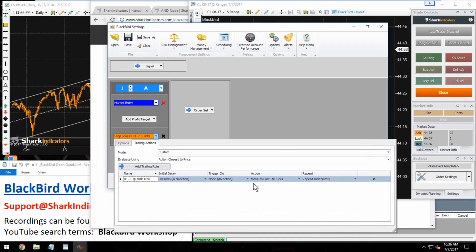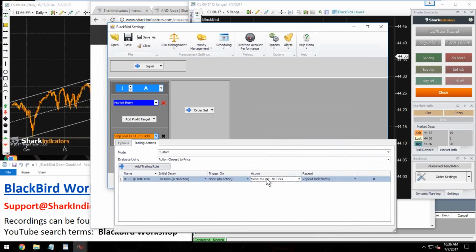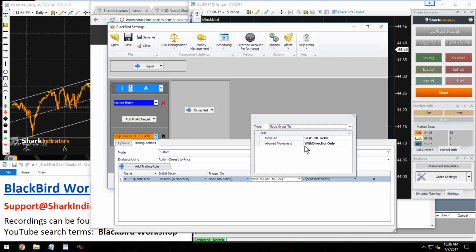And the action is going to move our stop loss. So the action tells BlackBird where to move your stop loss to, right? So you can see it says move to. So we're going to move the stop loss to the last price minus 10 ticks.